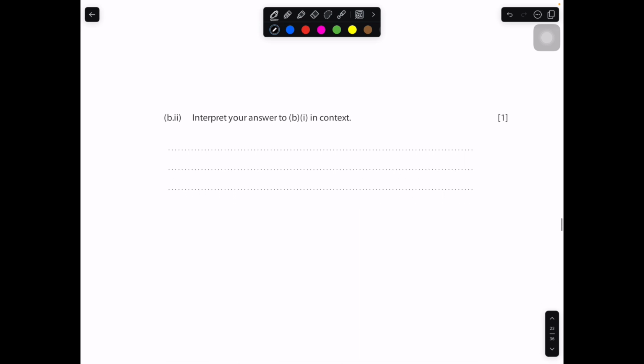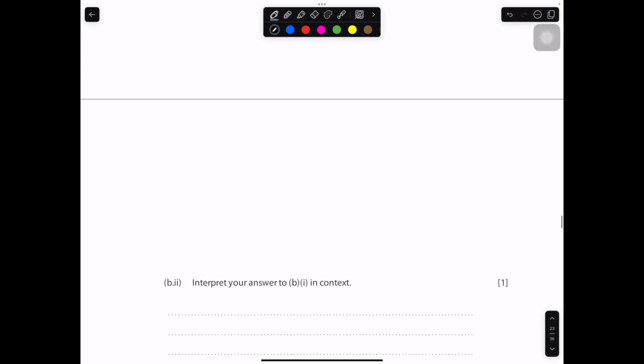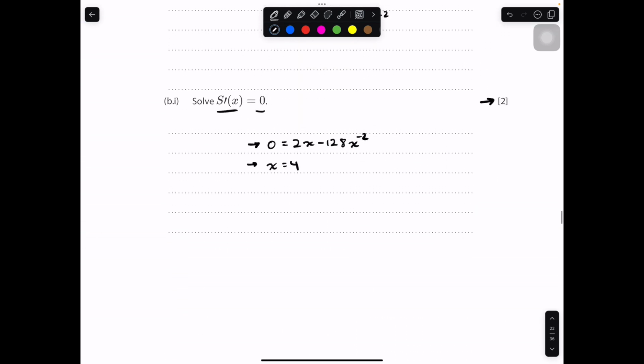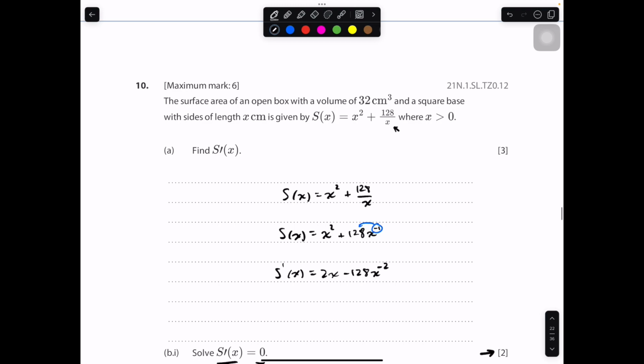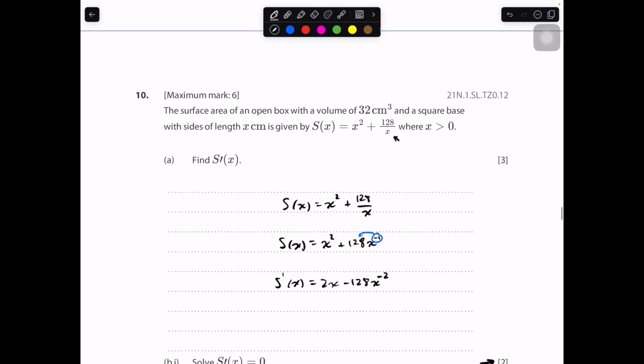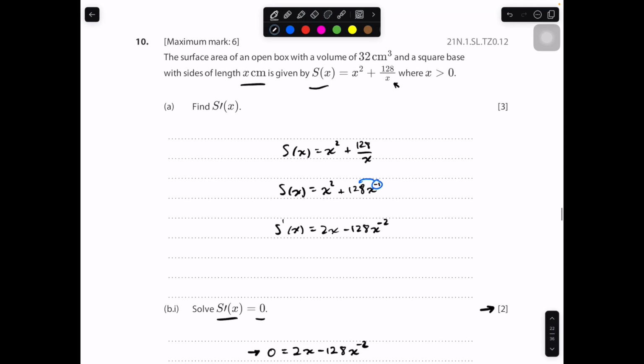Alright, interpret your answer to B1 in context. Okay, so solve s prime of x is equal to 0. This is when the slope is equal to 0. So let's look at the original question. Surface area of an open box is given by this function, s of x. So the volume is 32, square base with side lengths of x centimeters. So what does this mean?